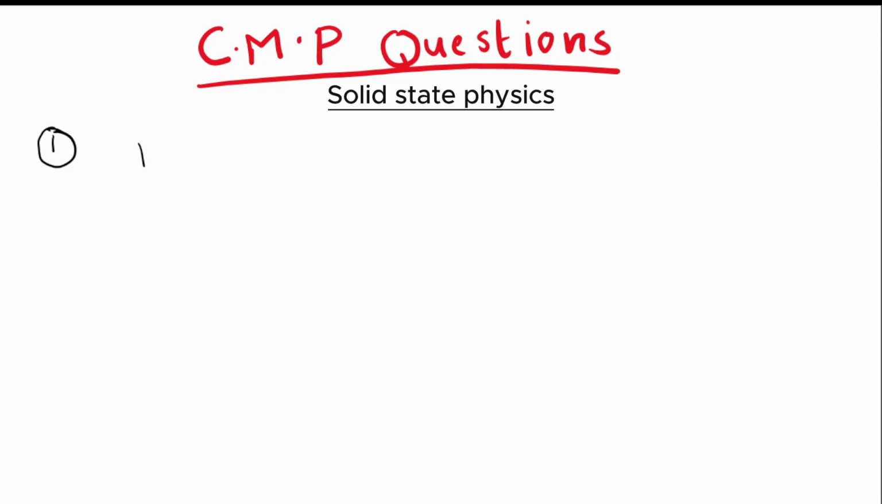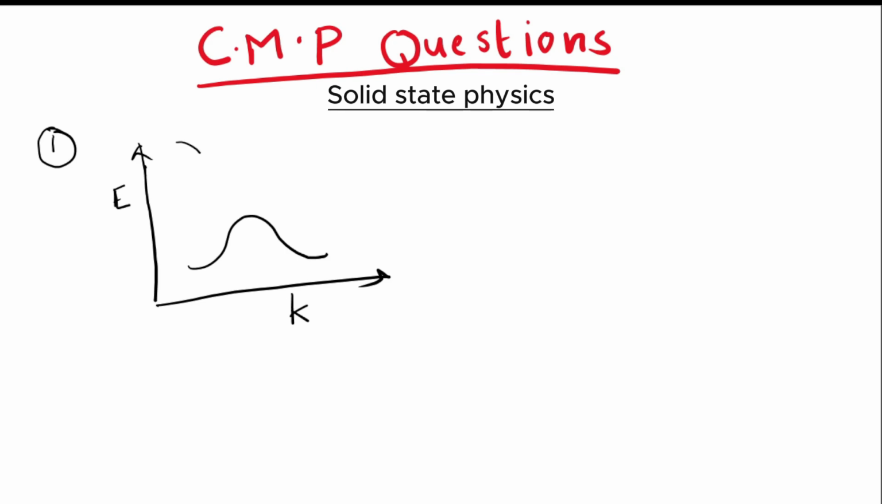As you all know, it looks like this. Energy versus K, where K is the wave vector, but it actually represents momentum. So the E-K diagram looks like this. Here is the valence band, and the conduction band looks like this. You have to be careful that the minima of the conduction band as well as the maxima of the valence band should lie on the same line.